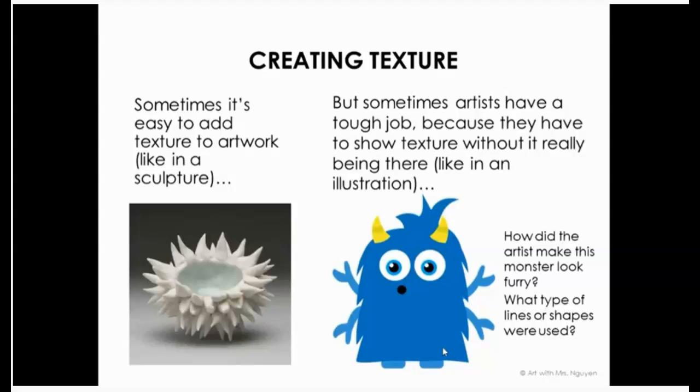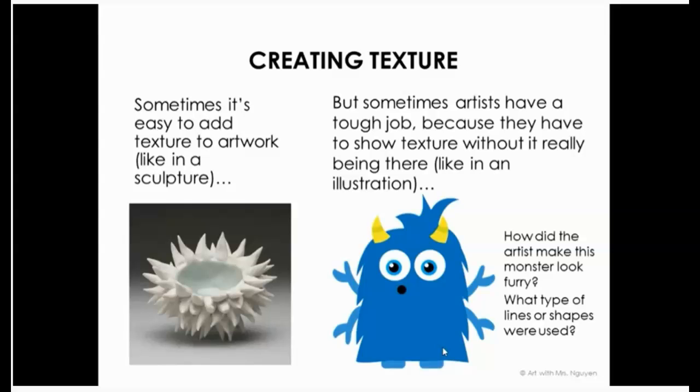Creating texture in art is sometimes easy and sometimes it's more challenging. On the left, you can see that the sculptor added those pointy, organic shaped forms to a bowl shape, and that creates a very real kind of pokey texture if you were to hold that.